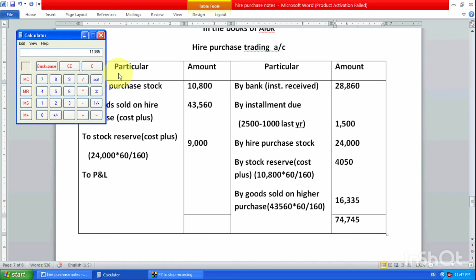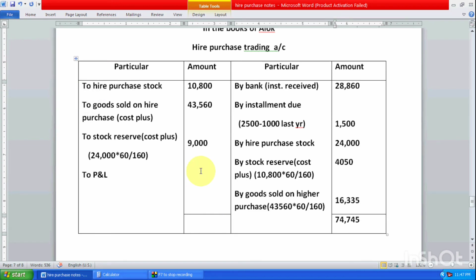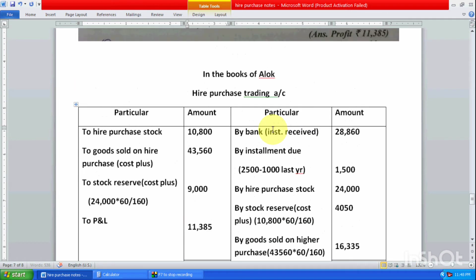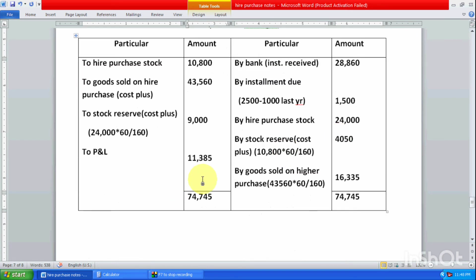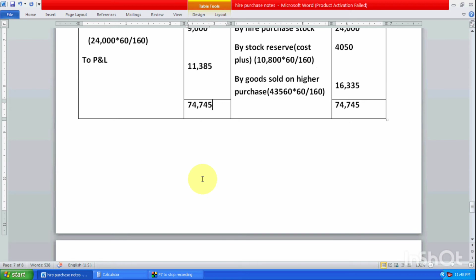Okay, so how much are we getting? 11,385 is the profit from this trading account. Right here 74,745. See, 11,385 we got the profit. Okay, so this is how we have to prepare the trading account.